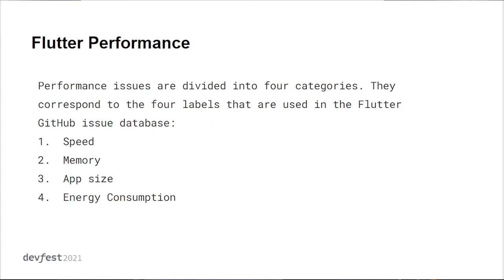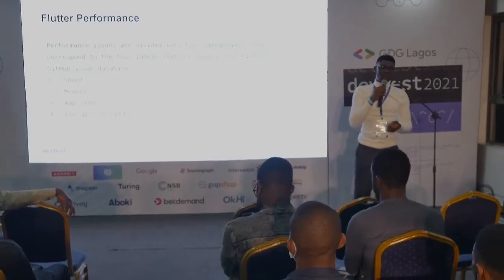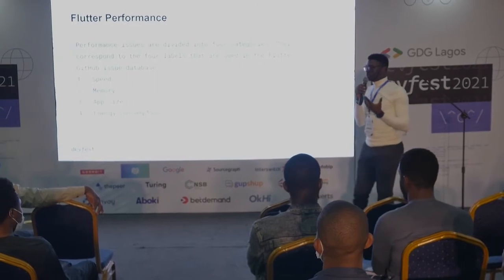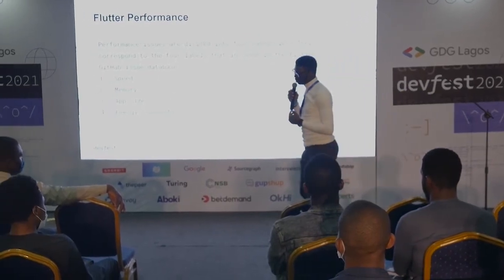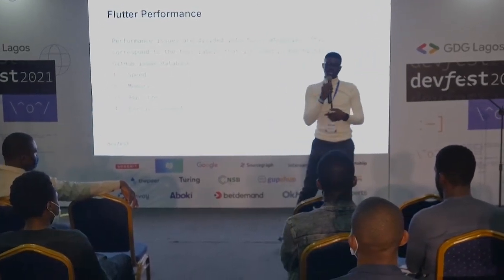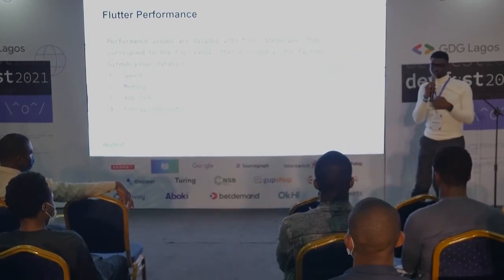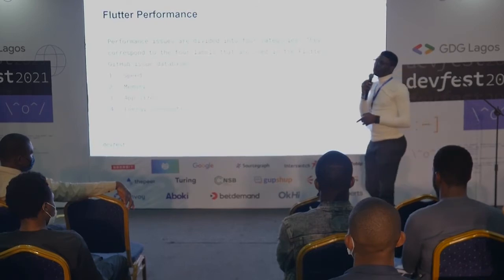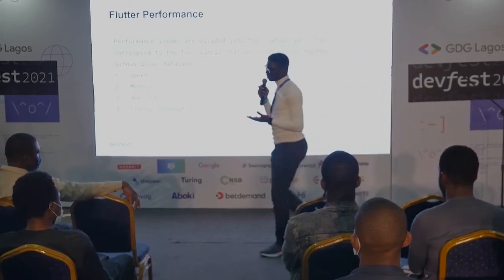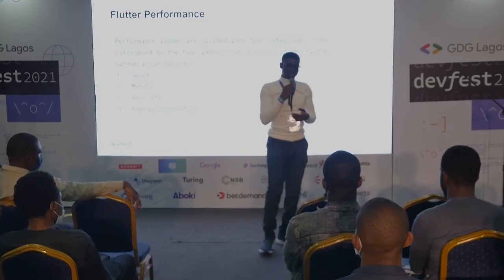So the first one is the speed. The first thing we're going to check is the speed of your mobile application. I think Flutter has a default refresh rate of 60 frames per second on 60 frames per second devices, and then you can extend up to 120 hertz refresh rates on 120 hertz enabled devices also.